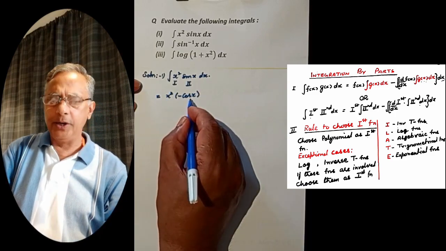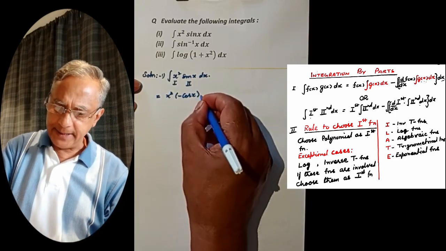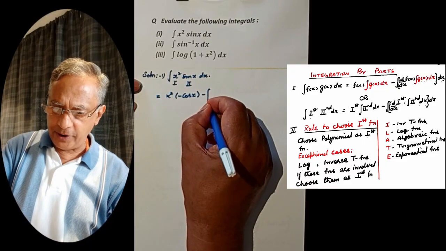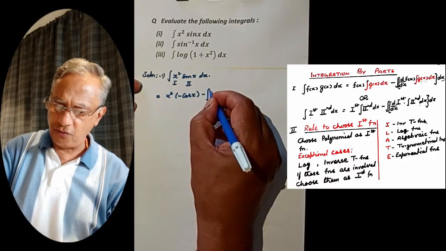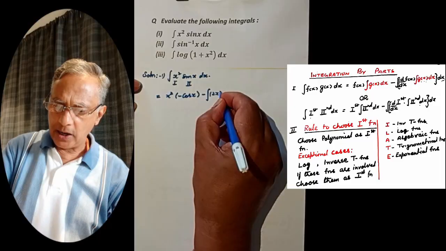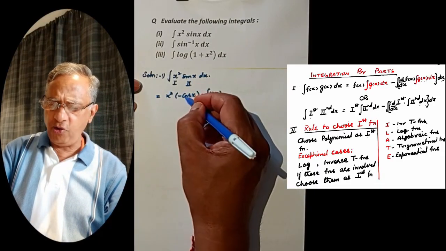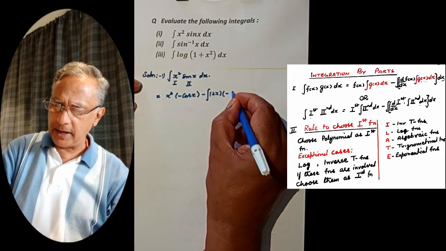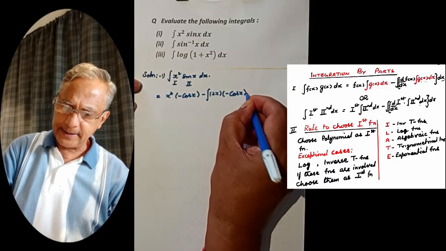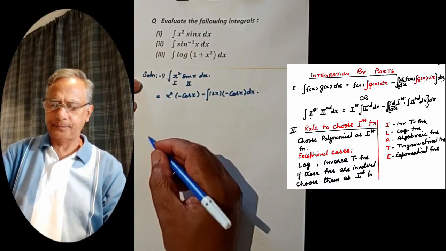First function into integration of second, minus integration of differentiation of first. Differentiation of first is 2x, into integration of second. Integration of second is minus cos x, dx.